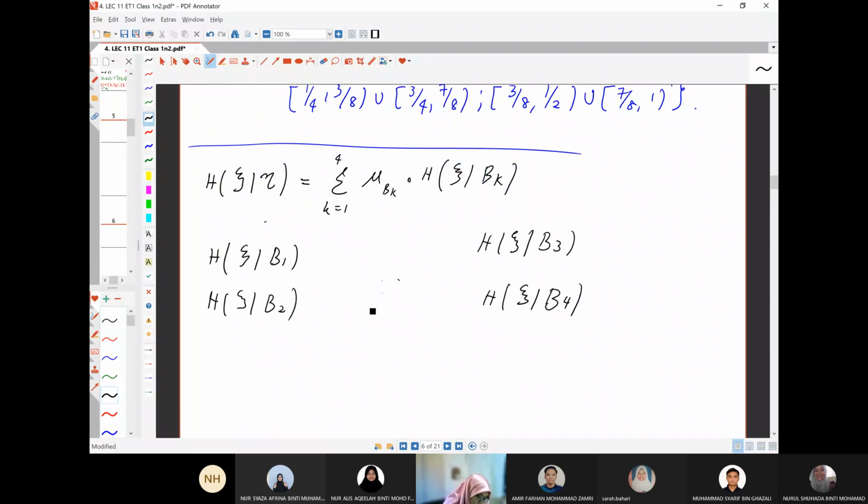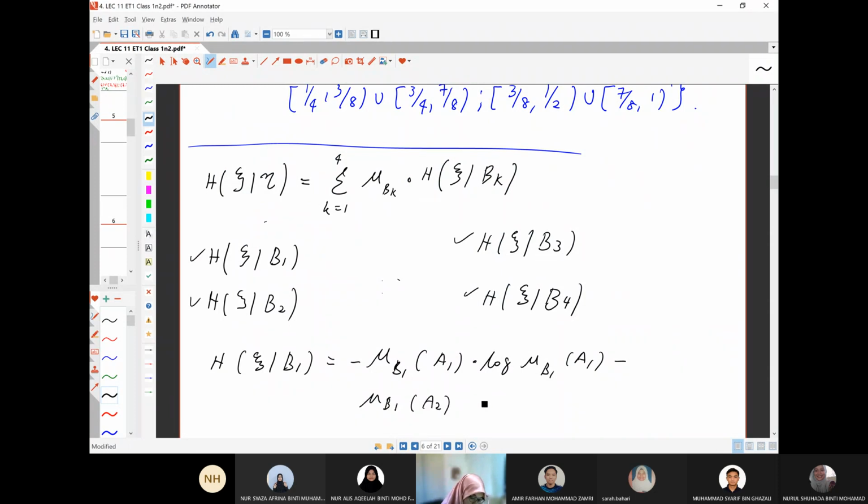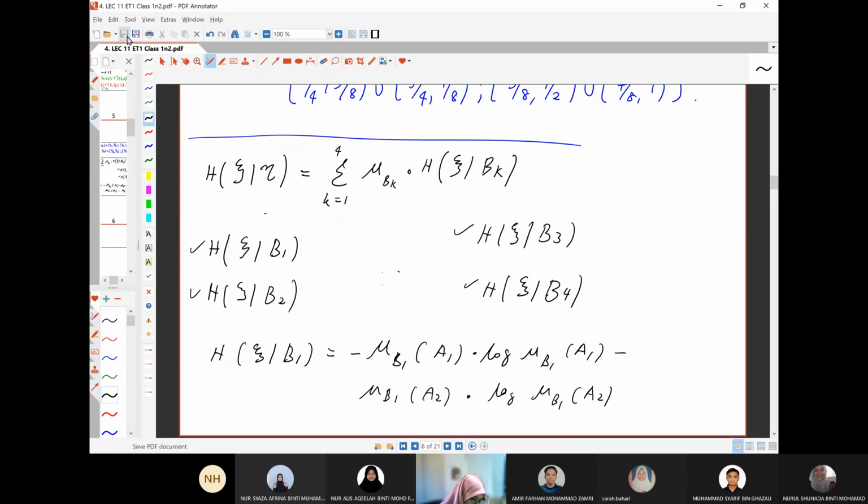So the formula for the first one, let's say the conditional entropy of psi with respect to B1 is equal to minus, because we have minus since this is with respect to an element in the partition. So we can just use the normal formula: minus mu B1 of A1 multiplied with log of the conditional measure mu B1 of A1, minus mu B1 of A2 multiplied with log mu B1 of A2. Okay? Do you remember? Okay.